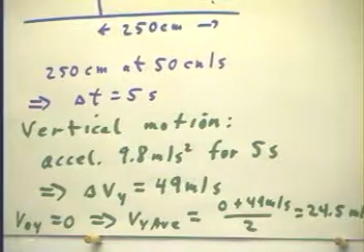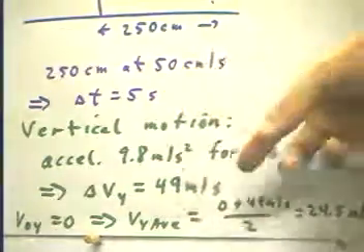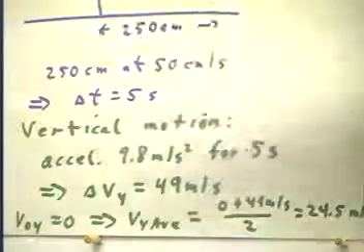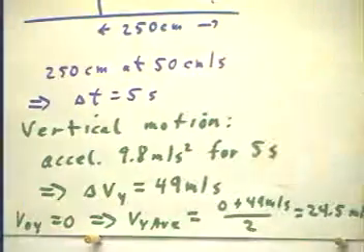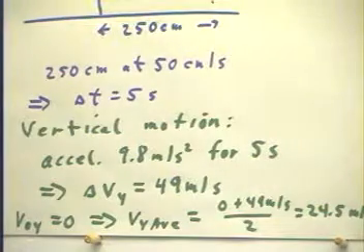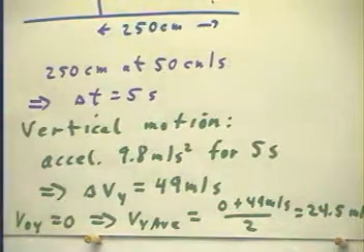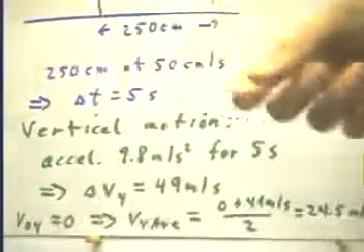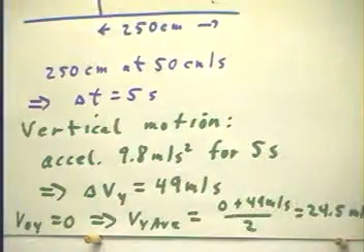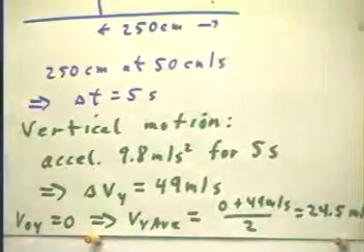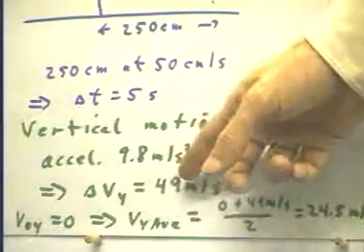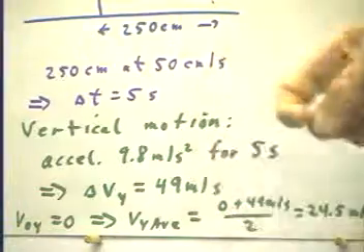Well, if we understand what this means, every second we change by 9.8 meters per second, then in 5 seconds our change in velocity is going to be 49 meters per second. This should be a familiar line of reasoning. Then, since our initial velocity is 0 in the y direction, and our change in velocity is 49 meters per second, we're going to, of course, have a final velocity of 49 meters per second.